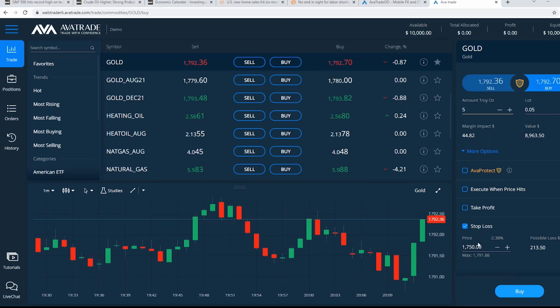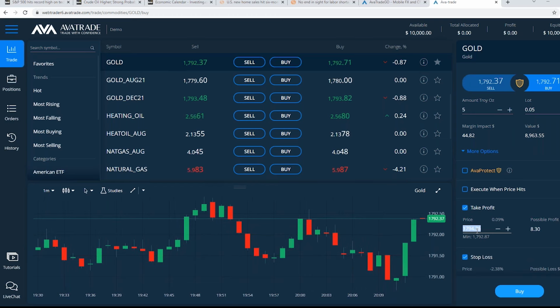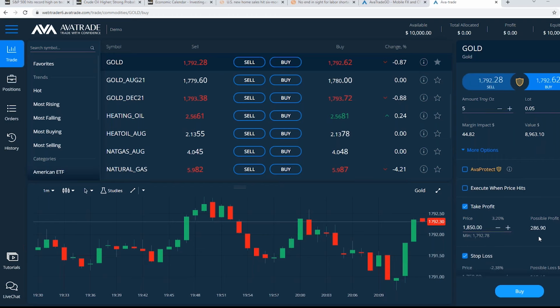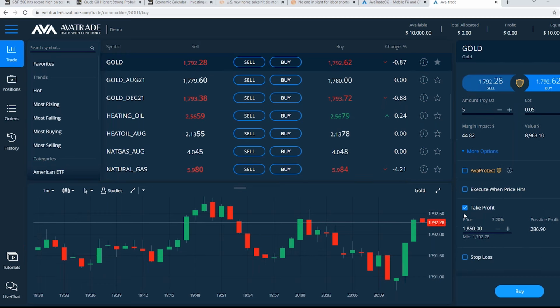And so the risk management is easy. I can understand before I place the trade how much I'm risking to my stop loss, and my take profit, same thing. Maybe I think 1850 is where I want to take profit. I type in the price and it tells me right away how much I would make to that price. And I say, okay, I'm going to make a little more than I'm risking, and maybe I'm happy with that, and I place the trade. Okay, so that makes risk management really easy.